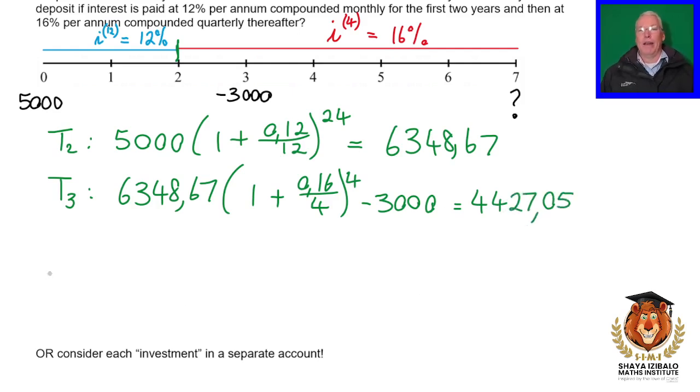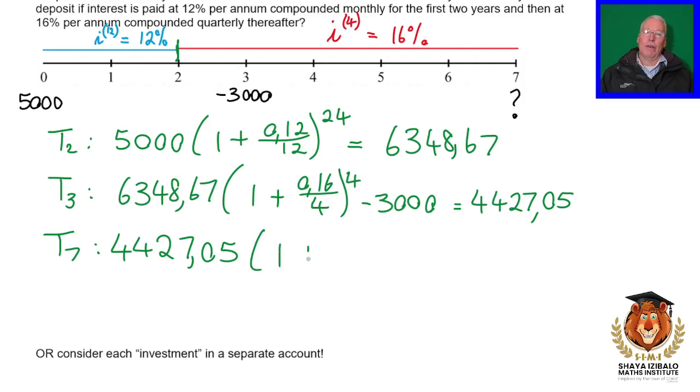Okay, right. Now the last thing, now we can go from here the whole way to the end. 4 more years. So at T7, we're going to have this amount, 4,427,05. But we're going to put interest on 16% per annum, but compounded quarterly. So we're going to divide by 4. 4 years is actually 16 quarters. And let's see what that comes to.